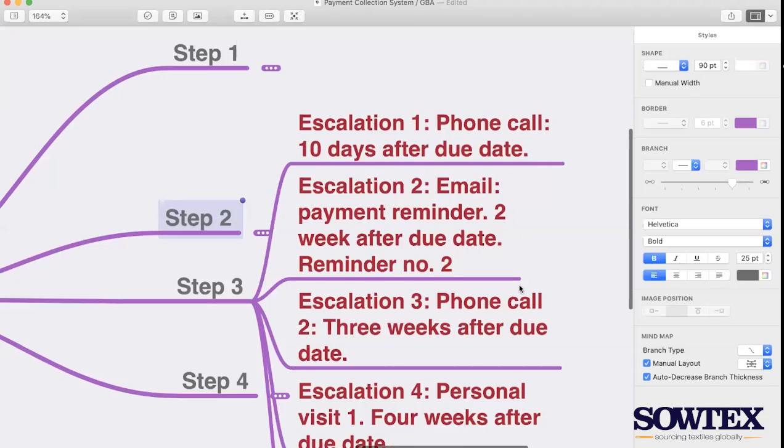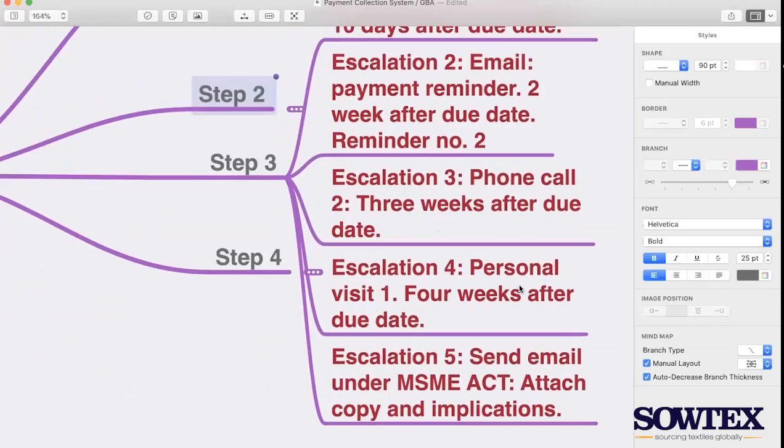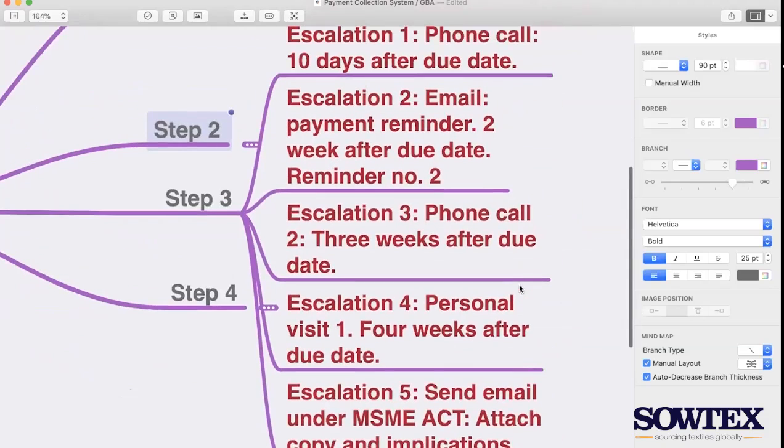Now, escalation number 4, and this is the matrix that I said a lot of my companies are actually using, and it's being very, very successful for them, is personal visit number 1. Now, this is a guideline that we're giving you. This is a guideline which has worked. This is the guideline that has worked.